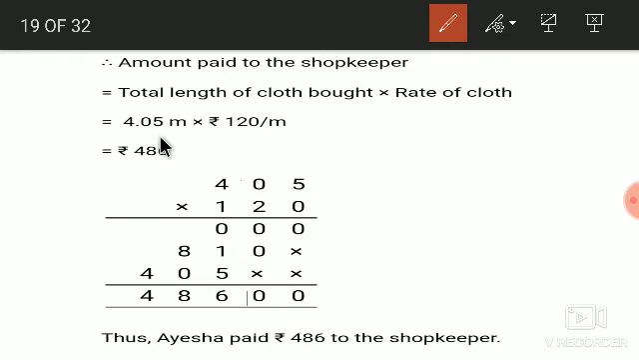Understood it? Why here? Because in these two numbers after decimal point there are only 2 digits. So in answer also we have to place the decimal point before the 2 digits. Thus Ayesha paid rupees 486 to the shopkeeper.